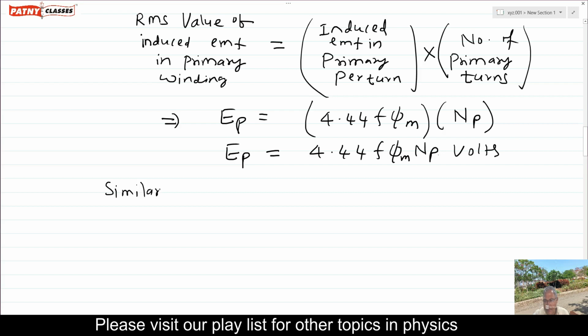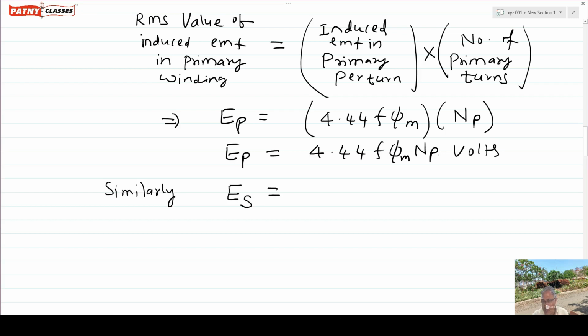Similarly, the EMF induced in the secondary winding ES equals 4.44 f phi m into the number of secondary turns. How many secondary turns? They are NS, and the unit would be volts. Therefore, the EMF equation for the primary winding is EP equals 4.44 f phi m NP volts, and for the secondary, ES is equal to 4.44 f phi m NS volts.